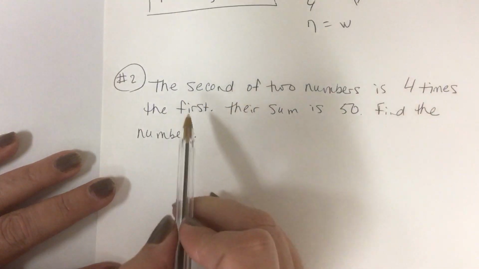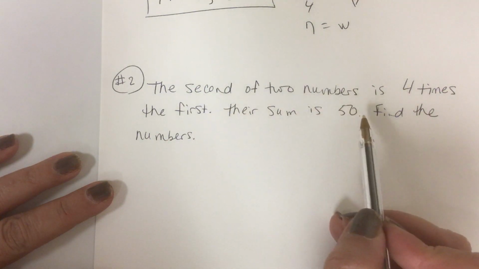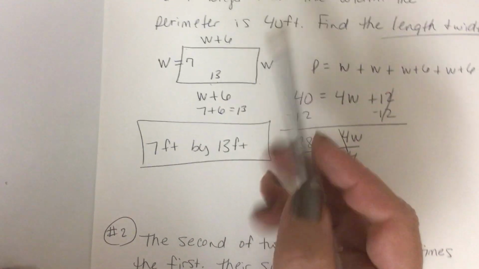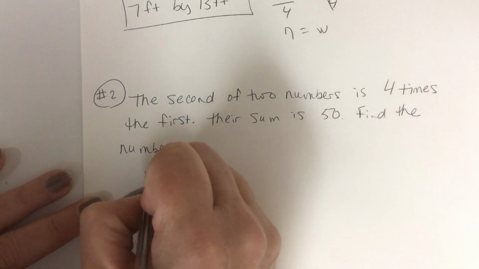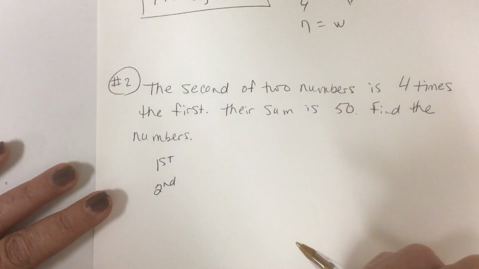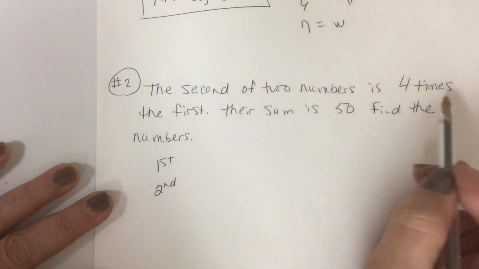Example number 2: the second of two numbers is 4 times the first. Their sum is 50. Find the numbers. So in the first one, we made a rectangle. On this one, we're just going to write down first number and second number. We're going to list the things we're talking about. We just got two numbers here, a first one and a second one. The second is 4 times the first.